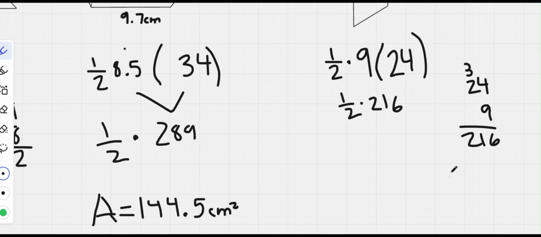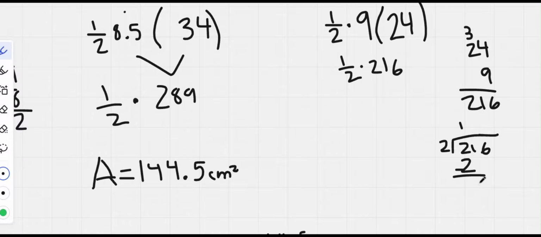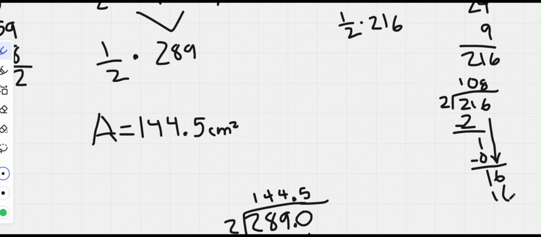And 1/2 of 216 will be simply divided by 2. And some of you have already been able to tell that's going to be 108. But for those of us that like a demonstration, see why. 2 goes into 2 once. Bring that 1 down. 2 goes into 1 0 times. 1 minus 0 is 1. Bring that 6 down. 2 goes into 16 8 times. That's how we get 108.